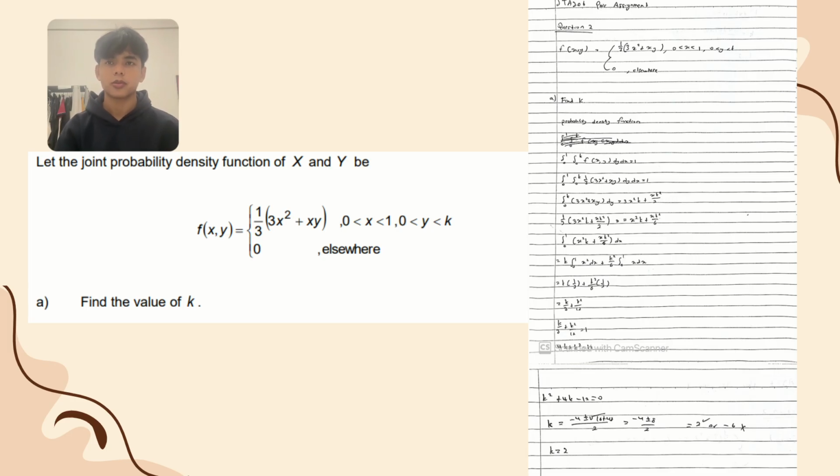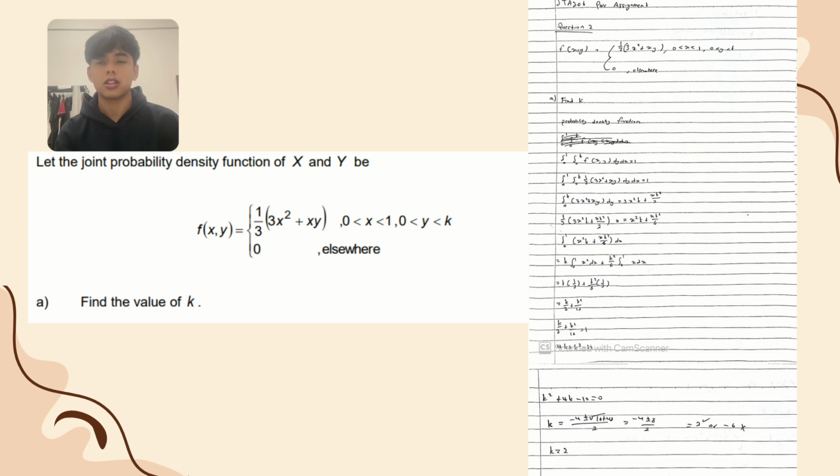We already have the joint probability density function of the random variables X and Y, and since f(x,y) is a joint probability density function, the total probability over the entire region must be equal to 1. So therefore we set the equation equal to 1. We substitute the given joint PDF. After that, we first integrate with respect to y while treating x as constant, and then multiply by 1 over 3. So we obtain this equation.